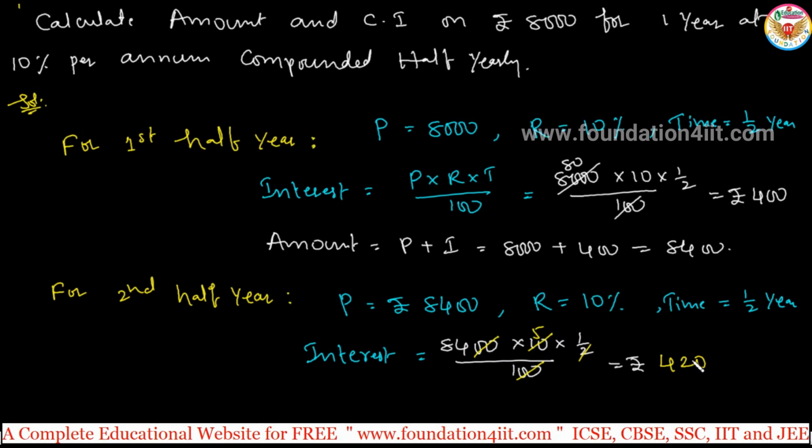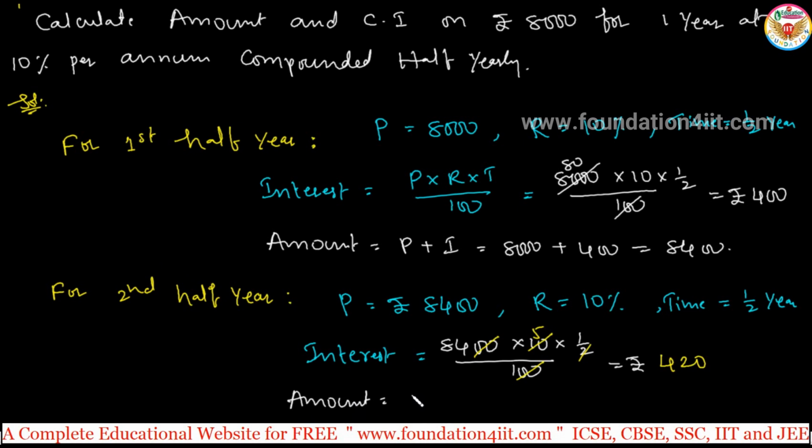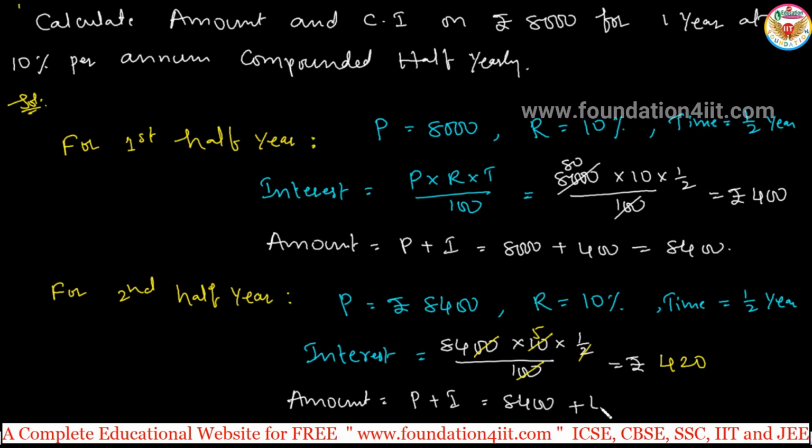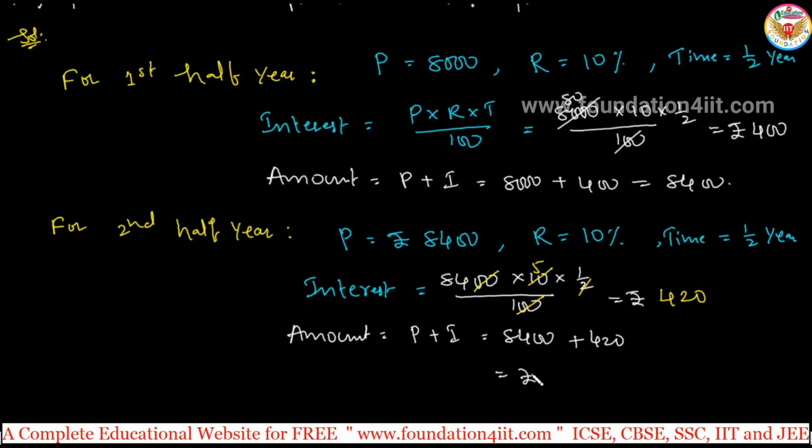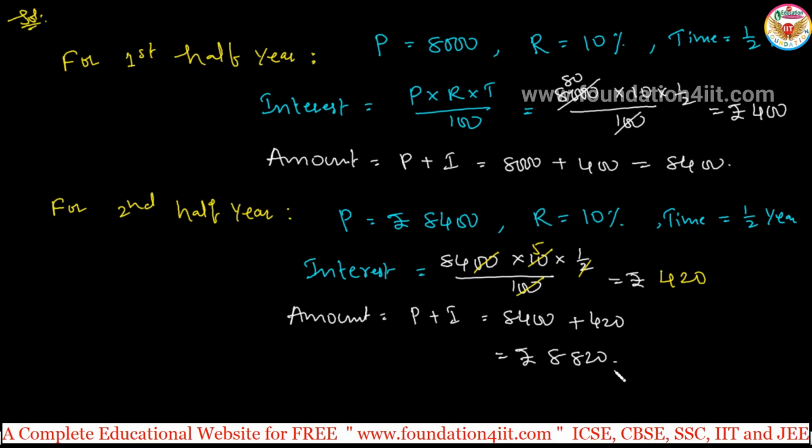420 is the interest for the second year. Now calculate the amount. Amount is equal to P plus I, principal plus interest. The principal for the second half year is 8,400. 8,400 plus the interest we got, 420, so you can add to get the total amount. 8,400 plus 420 is 8,820. This we got for the total 1 year.